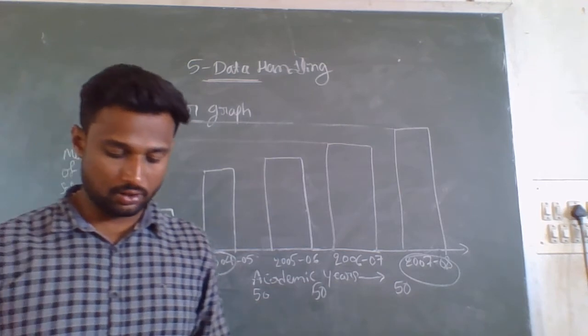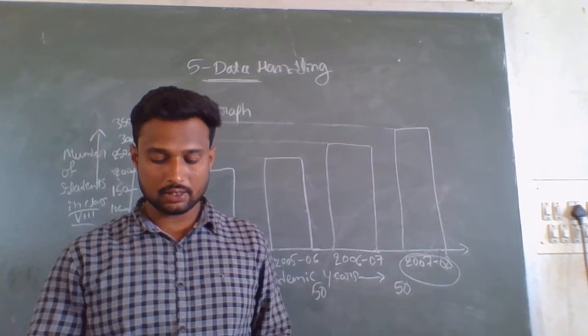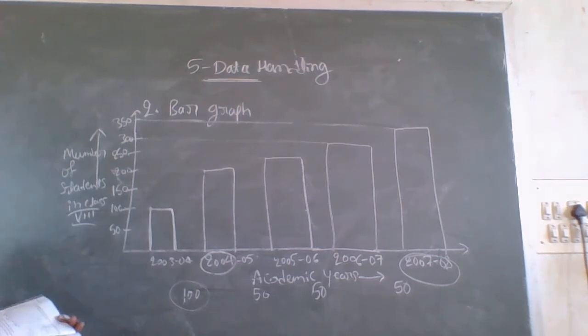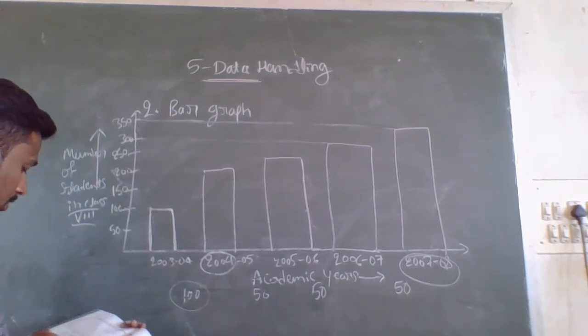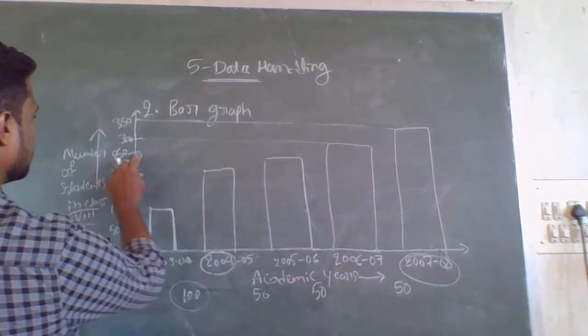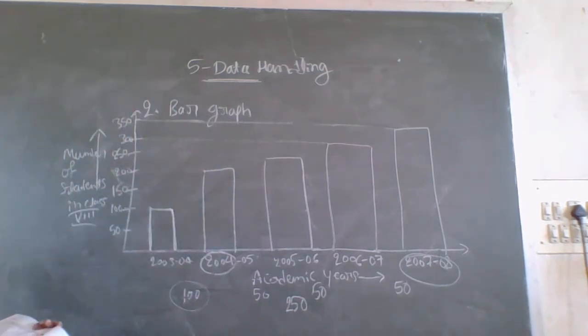State whether true or false. The number of students during 2005 and 6 is twice that of 2003 and 2004. Here, what are they given? State whether it is true or false. They are given that the number of students in 2005 and 2006 is 250, and the number of students during 2005 and 6 is twice that of 2003 and 4.